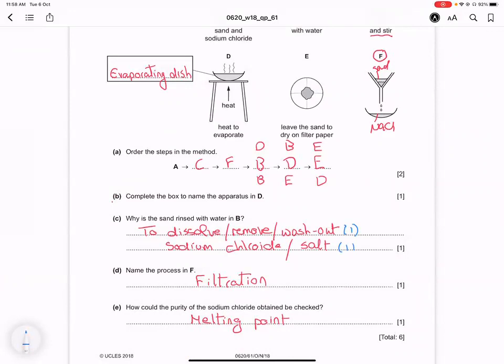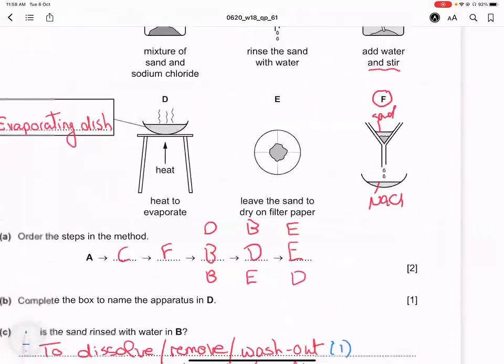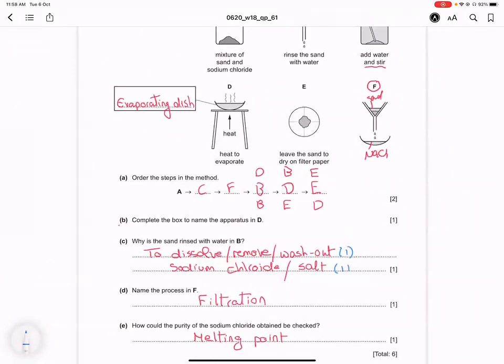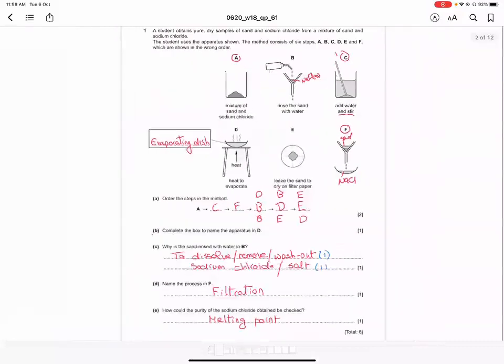Name the process in F. The process in F, of course, is filtration, since I see a funnel and a filter paper. How could the purity of the sodium chloride be checked? By melting point measurement. You cannot say boiling point because sodium chloride is a solid. You will melt it before you boil it. So you measure the melting point, it should be sharp. Just melting point takes the mark. This is the first question.